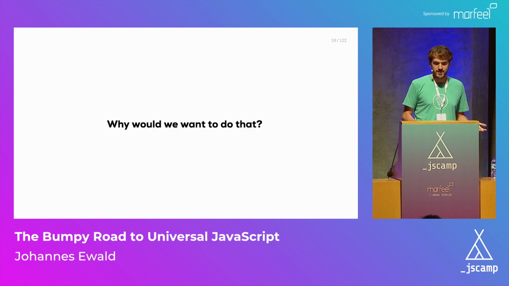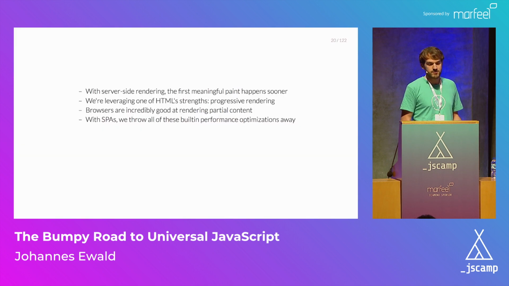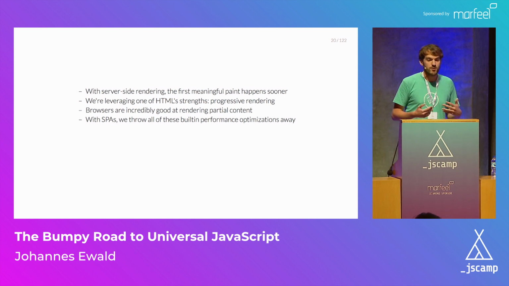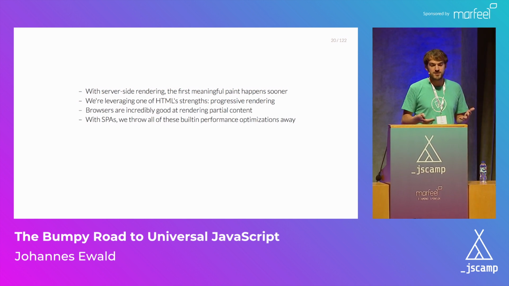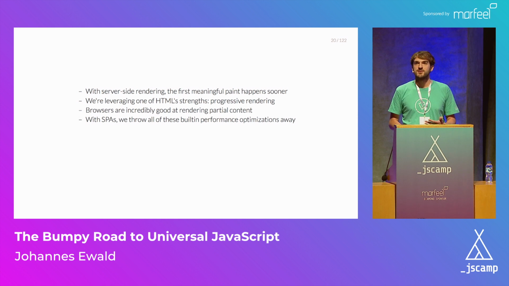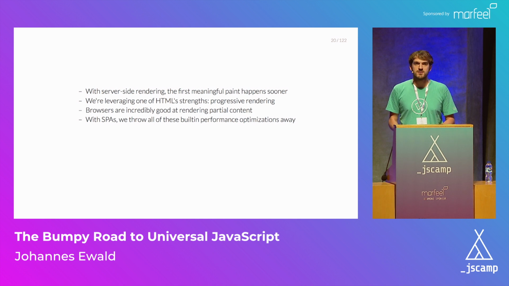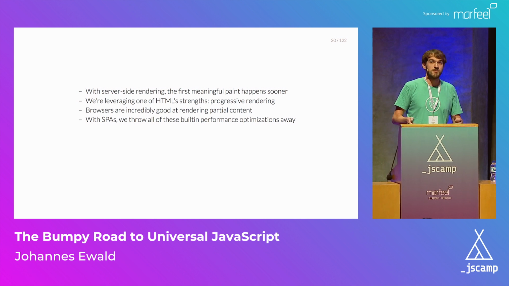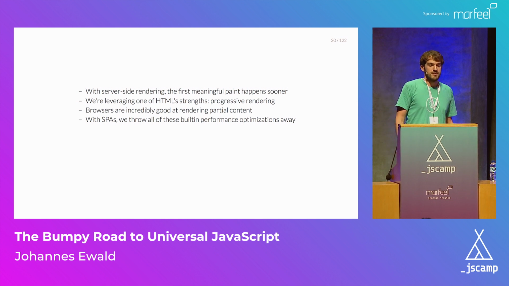But why would we want to do that? Reason number one is performance. With server-side rendering, the first meaningful paint happens sooner, because we're leveraging one of HTML's strengths, progressive rendering. The browser is incredibly good at rendering partial content, and that comes from the time when we had dial-up connections, so we could already start to read the text and didn't have to wait for the images. That's a really good feature of browsers. But with single-page apps, we throw all of these built-in performance optimizations away. And that's not good.